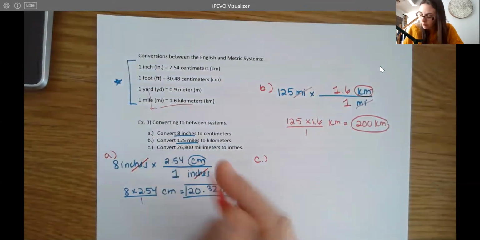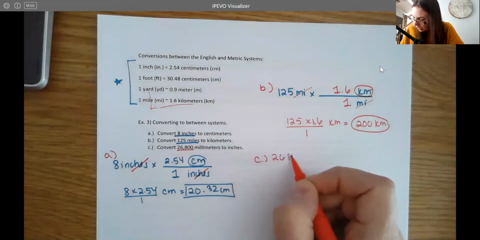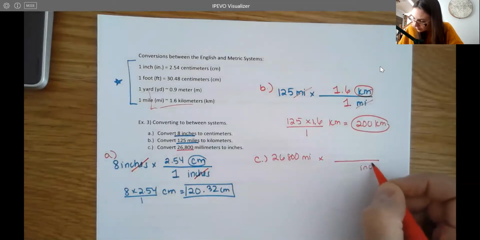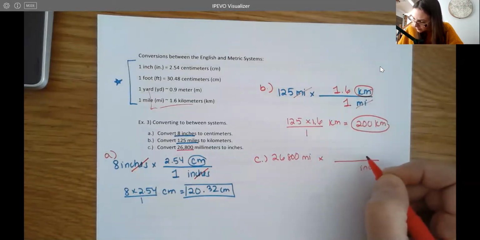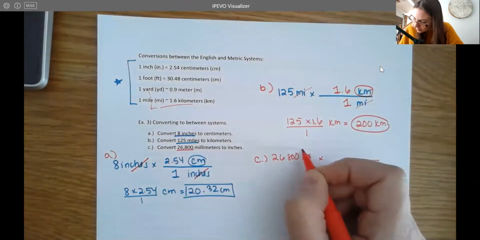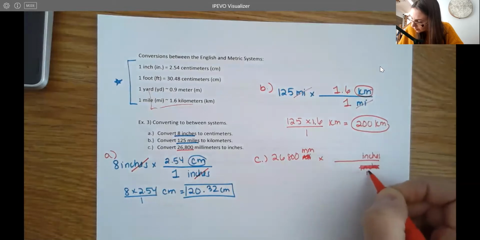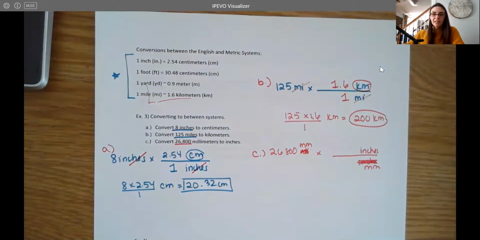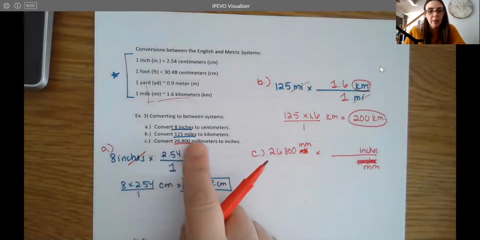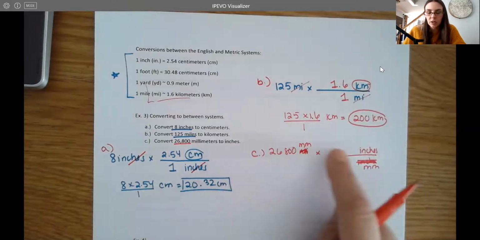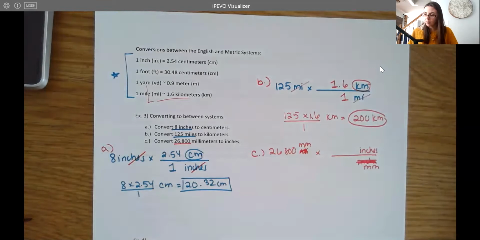And then here we're going from 26,800 miles to inches. Oh, not miles, sorry, millimeters. That makes more sense. Sorry, millimeters to inches. I'll fix my setup here. All right, so even myself, I'm reading too fast here. So we're going from 26,800 millimeters. Millimeters is going on the bottom, to inches. So inches is on top, right? So I've got to watch my units as well. Excuse me, guys.